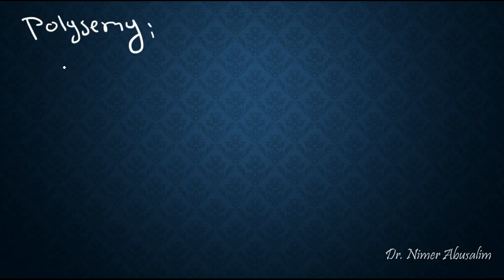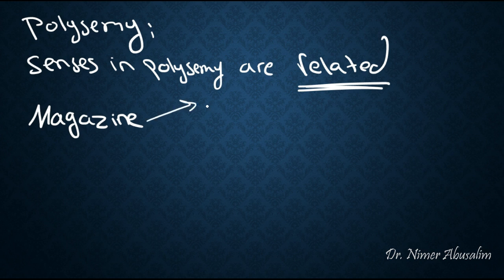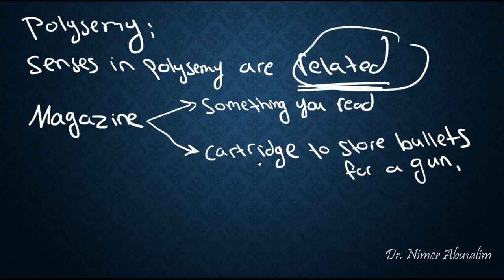Now we mentioned earlier that polysemy differs from homonymy in general in that the senses in polysemy are related. Okay, let's see an example. Take the word magazine. How many senses are there for the word magazine? Well, one sense is something you read. Another sense is a cartridge to store bullets for a gun. Okay, but you said that the senses in polysemy have to be related. How are these two related?